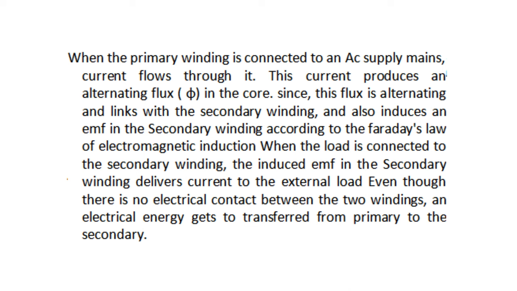When the primary winding is connected to an AC supply, current flows through it. This current produces an alternating flux phi in the core. Since the flux is alternating, it links with the secondary winding and also induces an EMF, that is electromotive force, in the secondary winding according to Faraday's laws of electromagnetic induction.